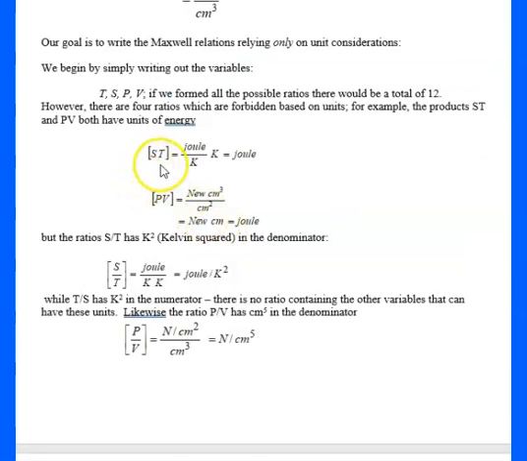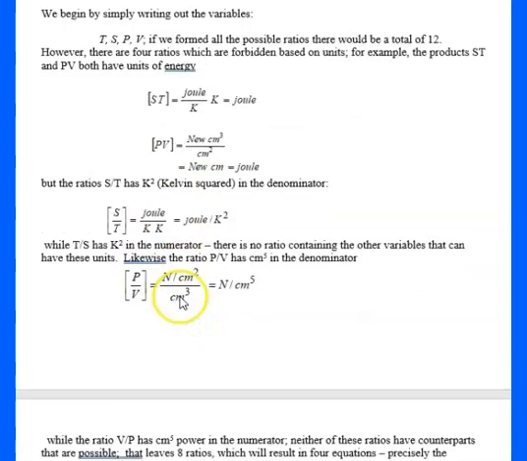Of course, I can have ST. ST is joules per Kelvin multiplied by Kelvin. That's a T, and that's joules. That's work. Same thing with PV. P is newtons per square centimeter. Volume is cubic centimeters. Newton centimeter, again, is joule, and that's units of work. So I can have the product of S and T, work, and I can have the product P and V, which is also work, but I cannot have their ratios.